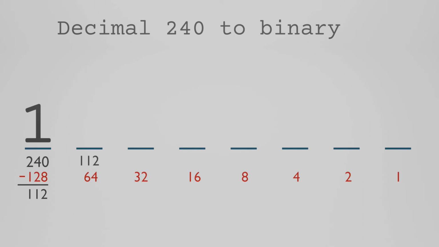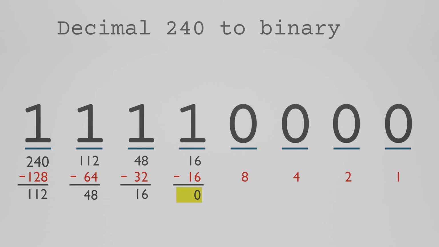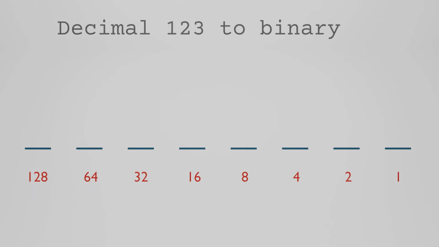112 is definitely bigger than 64, so put a 1 there and subtract 64. That leaves 48, which is larger than 32. Put a 1 there also and subtract 32. You have 16 left, and 16 is equal to the next position. Put a 1 there, subtract 16 from 16, that leaves you a 0. All you have left to do is set the rest of the digits to 0. That gives you the binary number 11110000. Okay, one more, then I'll leave you to practice on your own.